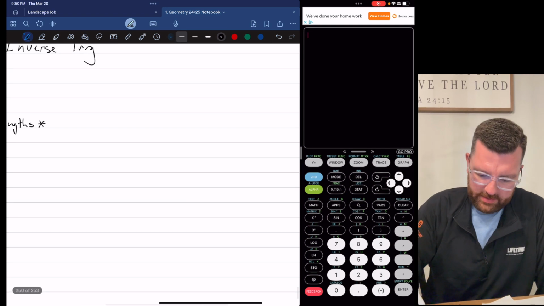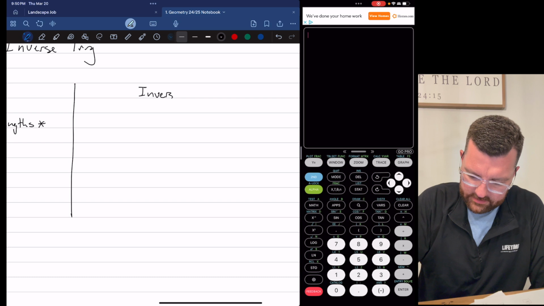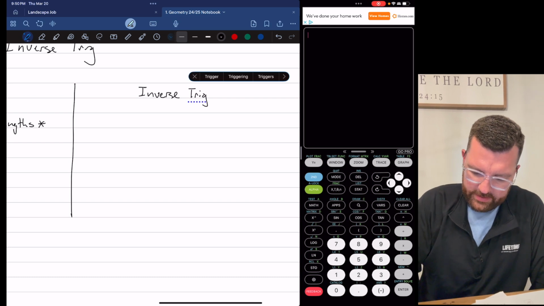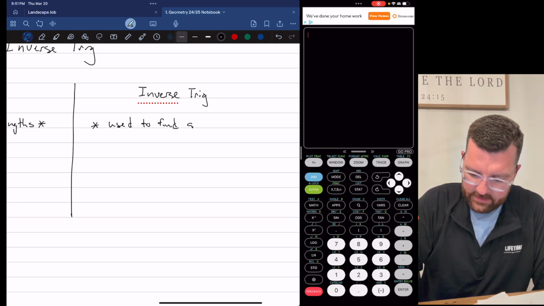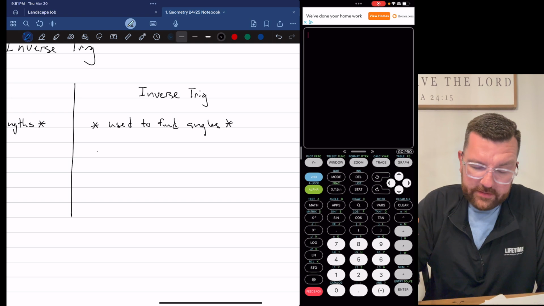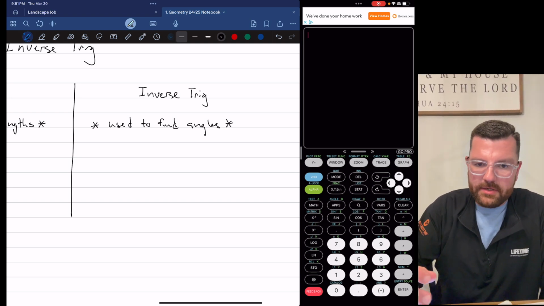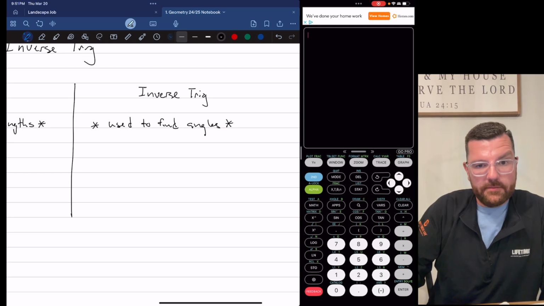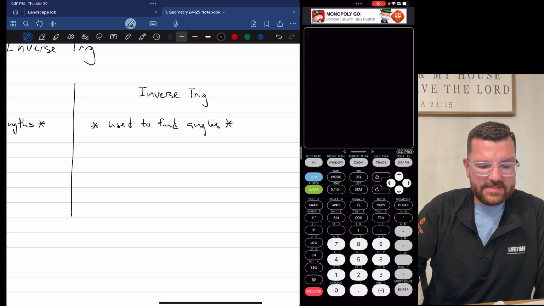Well, inverse trig, you may be guessing, is used to find angles. The three trig functions we're going to use are actually the same three trig functions with the same ratios, except we're going to add a button to our calculator for how we use it, and then set it up just slightly different.